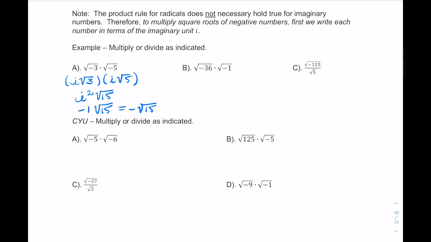In letter B, I'm going to do the same thing. I have the square root of negative 36, and I know that I can take the square root of 36, which is 6, and then I have an i. And the square root of negative 1 is also i. If I multiply these together, 6i times i gives 6i squared. And again, anywhere there's an i squared, you would turn that into a negative 1. And 6 times negative 1 gives us negative 6.